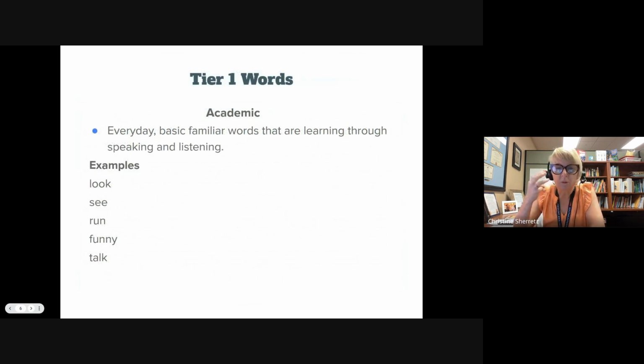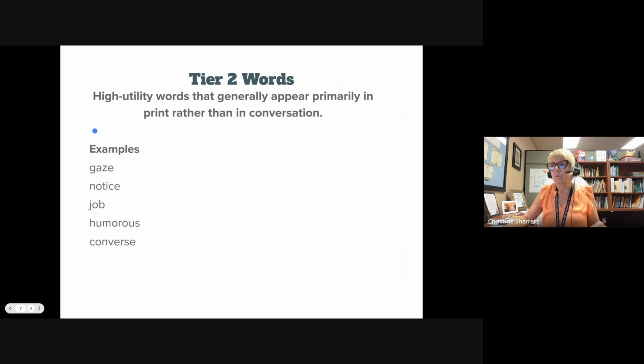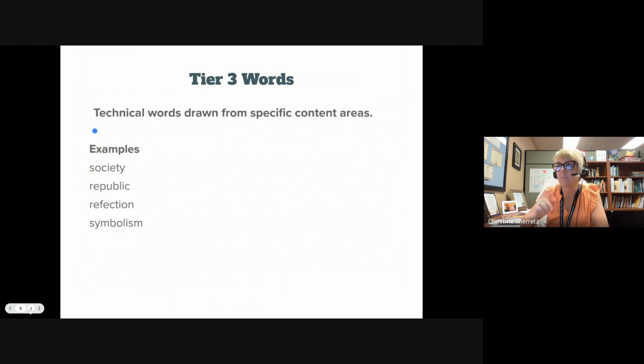Your book talked about three different types of vocabulary. You have your tier 1 words. These are your everyday words, your high frequency type words. Then you have tier 2. These are words that generally appear in print rather than conversations. Many times they're more precise or give more breadth to common words. And then lastly, we have tier 3. These are words that come from specific content areas. So society, republic, reflection, symbolism, those are all vocabulary from content areas. Whatever content you're teaching, it would be the vocabulary related to that subject.